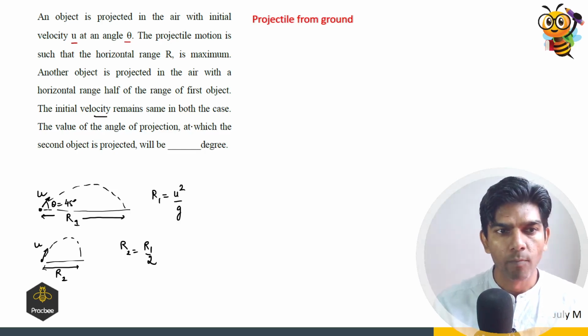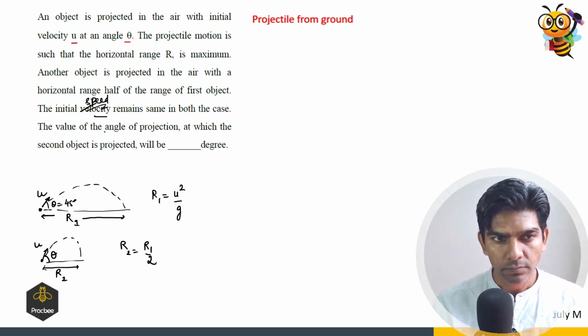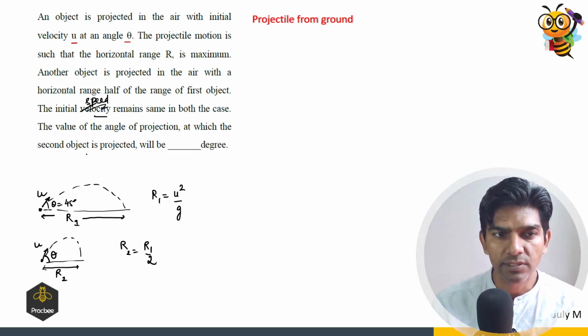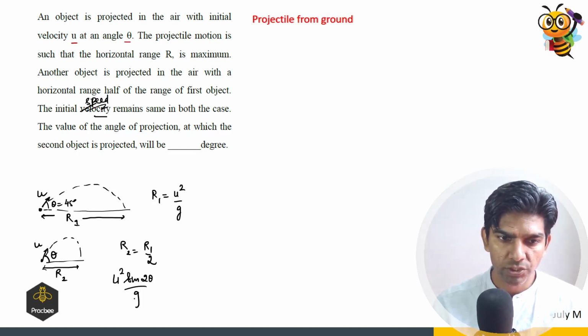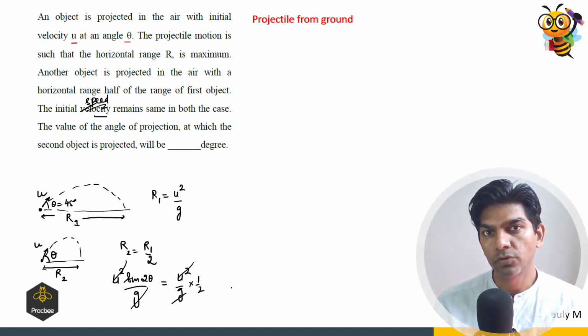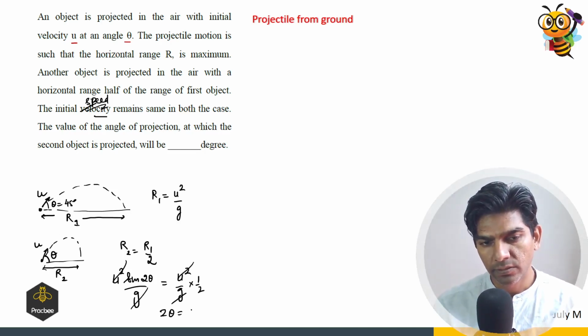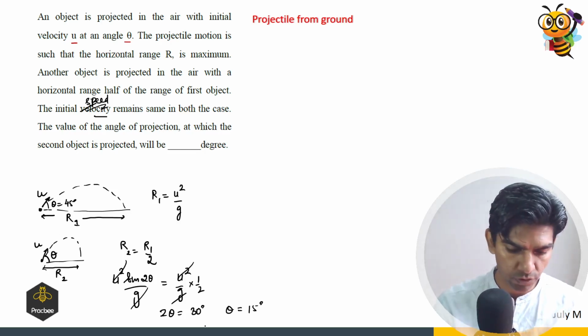Initial velocity, right? It should be initial speed, not velocity. Initial speed remains same in both the cases. So this angle will be theta. The value of the angle of projection at which the second object is projected will be, right? So R2 will be u square sine 2 theta by g, and that is equal to u square by g times 1 by 2. So u square by g will get cancelled out. So sine 2 theta comes out to be 1 by 2. So it means 2 theta is 30 degrees. So theta comes out to be 15 degrees. So 15 degrees is the answer of this question.